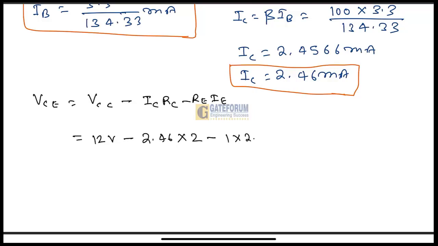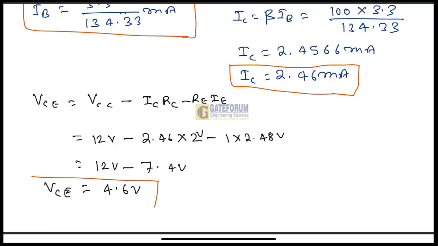Minus this RE is 1 kilo ohm into IE, whatever we got, 2.48. So kilo and milli get cancelled, so the unit will be volt. After doing this, this will become 12 volt minus 7.4 volt. So we will get 4.6 volt. So VCE, we got it here. This VCE is equal to 4.6 volt.